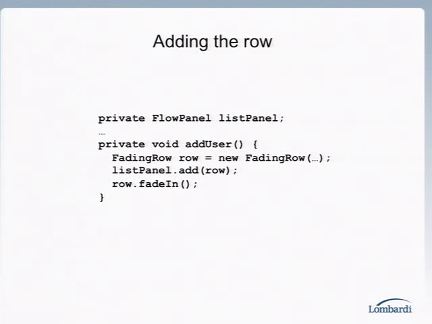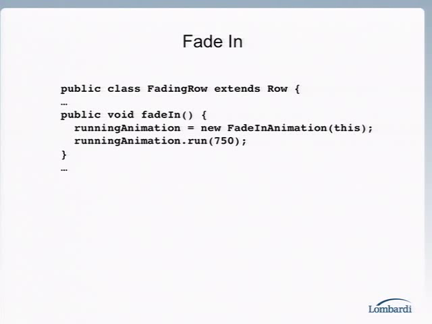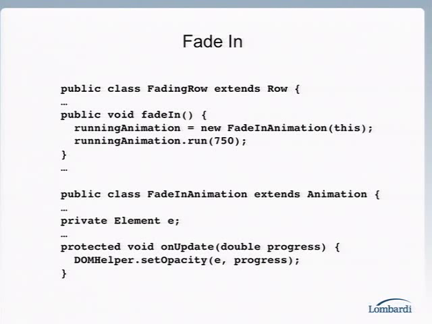So when I add the row, I just add it as normal to my list panel, to my flow panel. Then I call the fadeIn method. FadeIn creates me a new animation, which I tell to execute, and it's going to run for three-quarters of a second. And my FadeIn animation is going to extend Animation, and all it does is set the opacity.